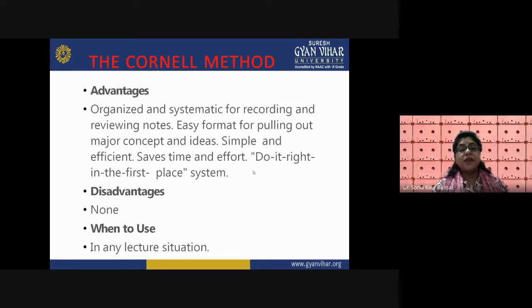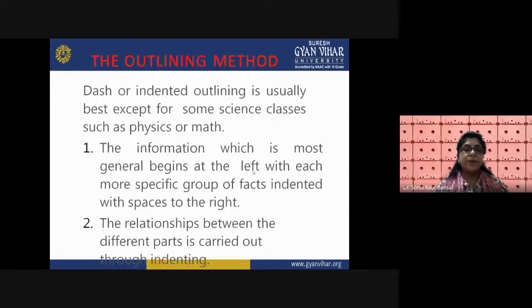Do it right in the first place system. So whatever you are catching from your teacher by listening, you just write it down, you just do it the right way in the first place. And I don't think there is any disadvantage of this Cornell method, and it is really fine. And when to use it: it can be used in any lecture, any class time. And believe me, it is really very effective when you use the Cornell method for notes preparation.